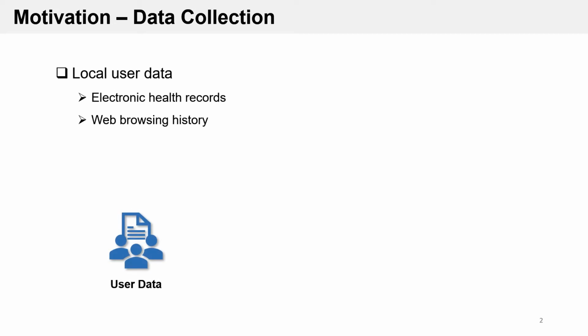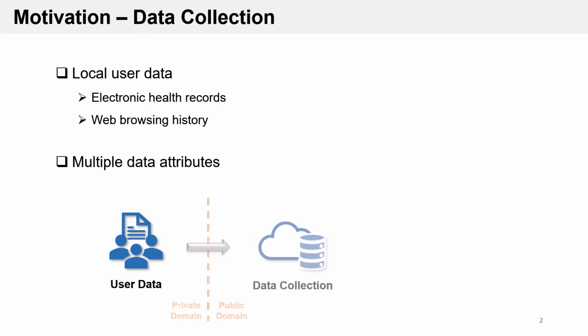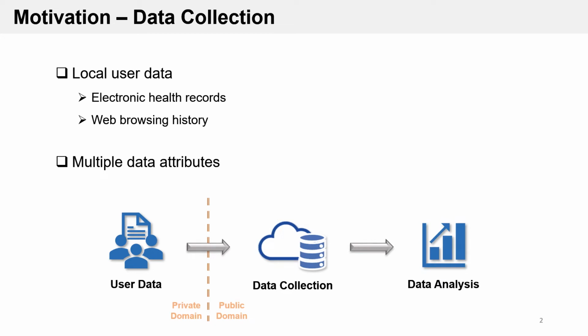In the era of big data, large and diverse quantities of user data, such as electronic health records and web browsing history, are frequently generated on local devices. This local data usually contain many attributes describing user profiles from different aspects. Collecting and analyzing the hidden correlations of this multidimensional data can help companies to obtain a deeper understanding of user groups and provide better services.